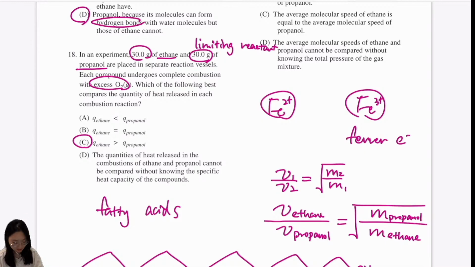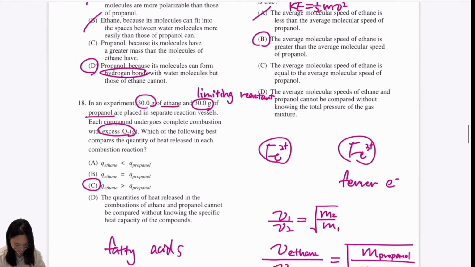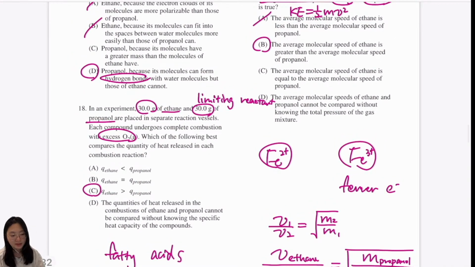Okay, any question regarding this? Any question regarding the average speed and the average kinetic energy of two different gas particles? Remember that it's a reciprocal.